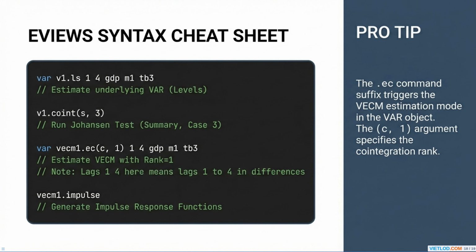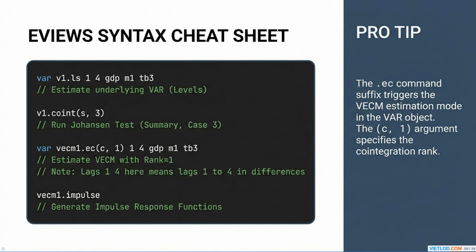For instance, the graphs here illustrate accumulated responses. Consider the scenario in the highlighted box. A shock to money supply, M1, leads to GDP increasing and staying permanently higher, as depicted in the top left graph, where the response curve settles at a new, elevated level.